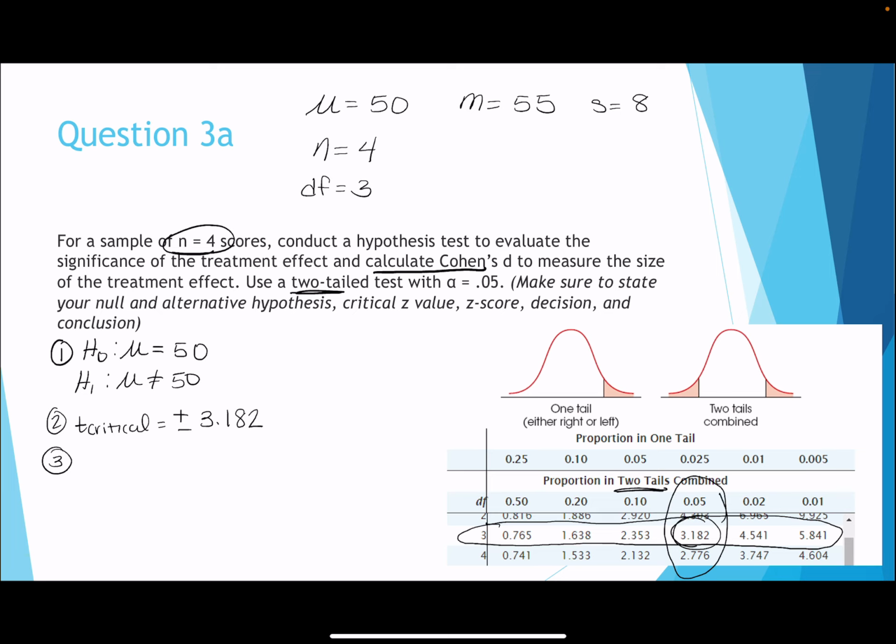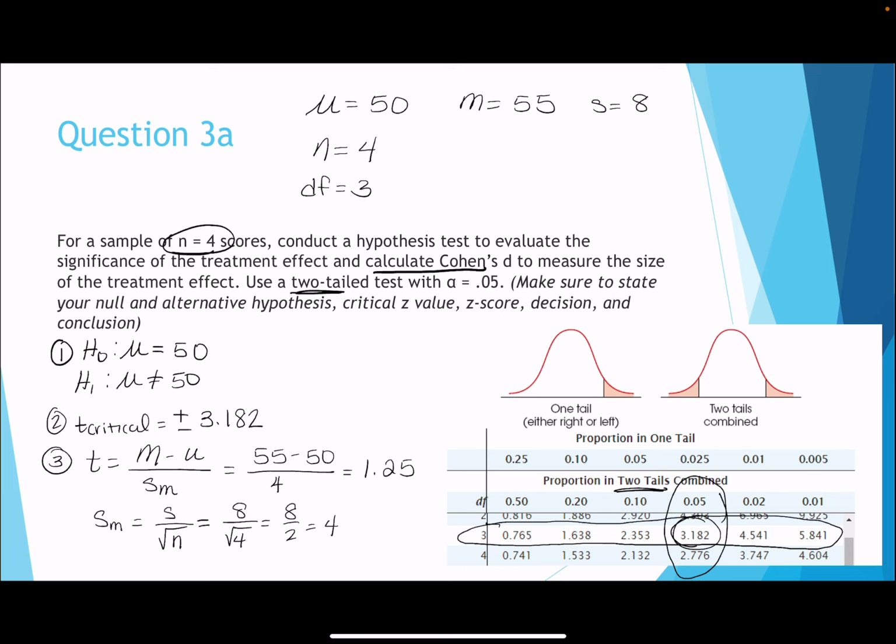So now we are going to find our t-score. Remember, t equals M minus mu divided by the estimated standard error. And remember, estimated standard error is my standard deviation divided by the square root of my sample size. So this is going to be 8 divided by the square root of 4, so 8 over 2, or 4. Now I can come back up here and do 55 minus 50 divided by 4, and when we do that math, we get 1.25.